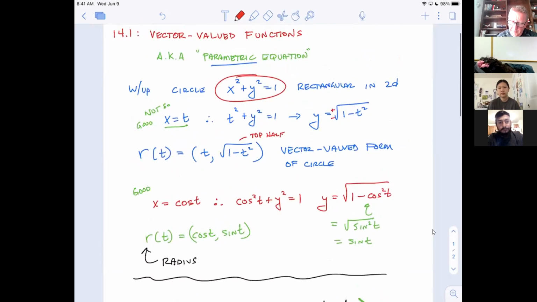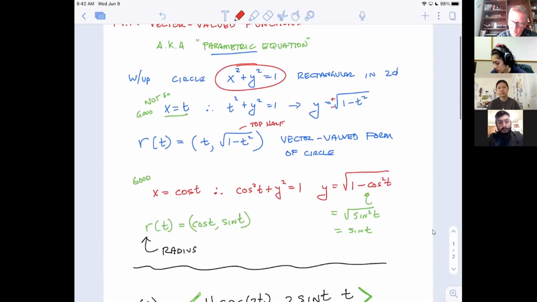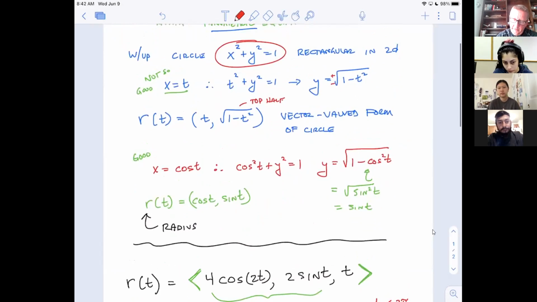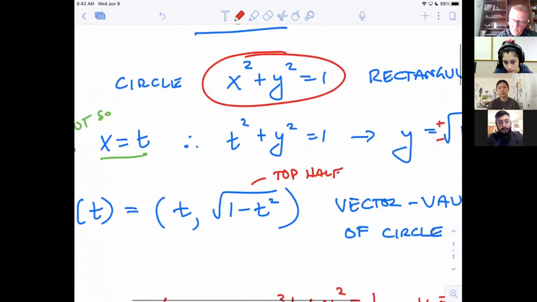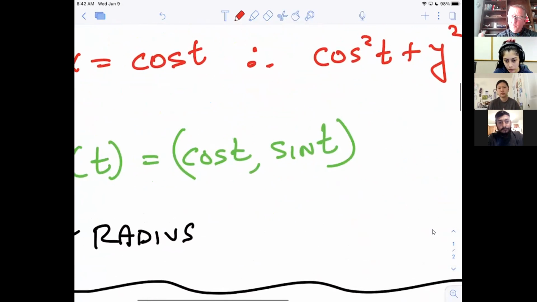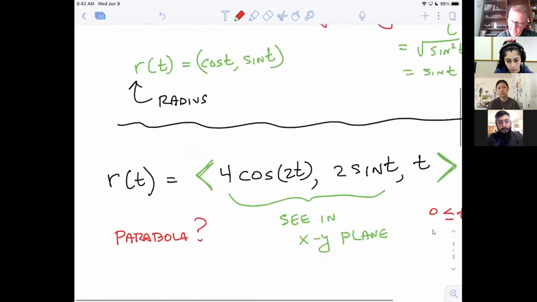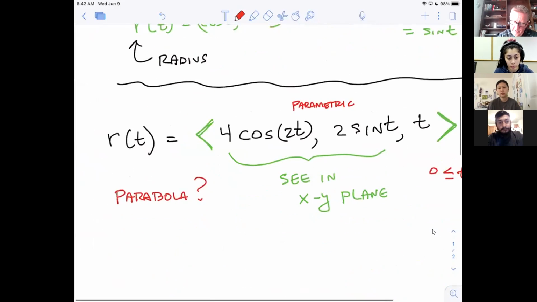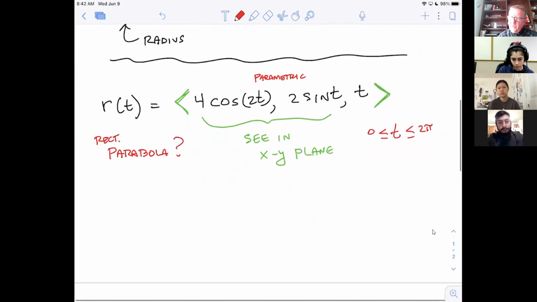A second ago, I showed you a little of the intuition on how you work your way from a traditionally defined circle to a parametric representation of it. So we went from rectangular to parametric. Well, here we're in parametric, and we got a rectangular parabola. How do we go that direction? What if I wanted to go the other direction, to kind of make sense of this? Well, let's just play with this for a second.